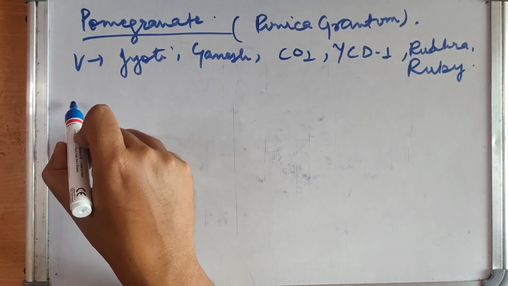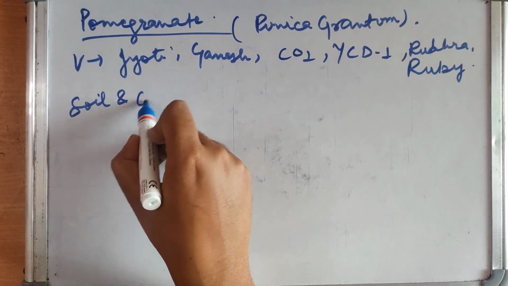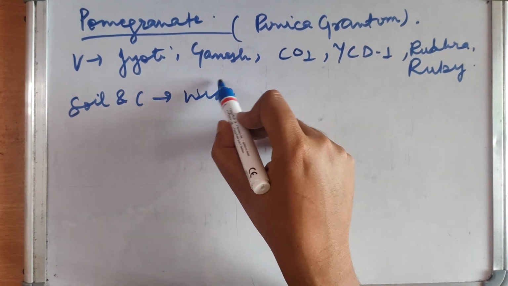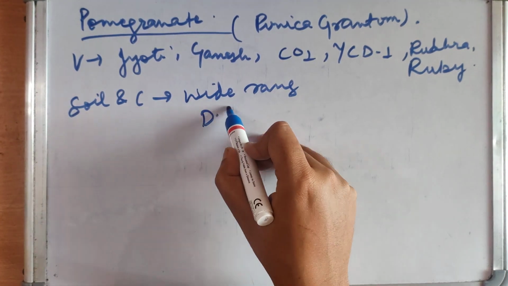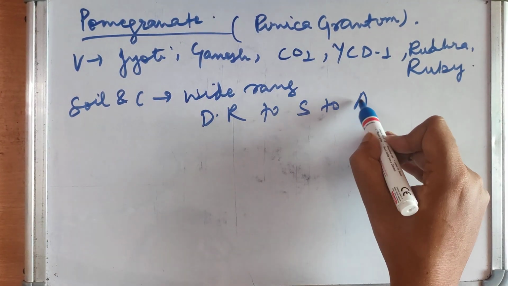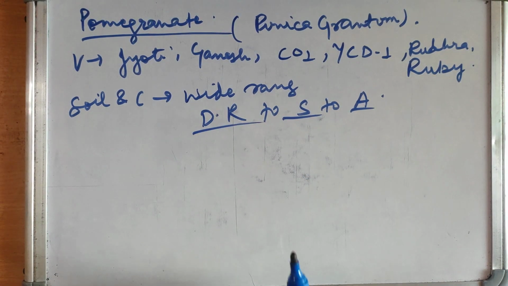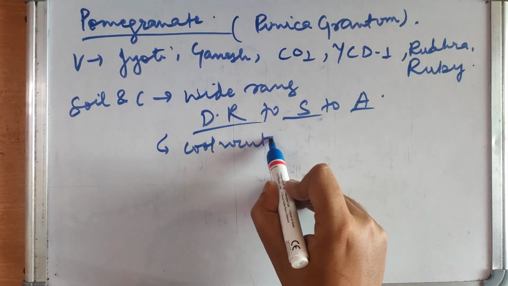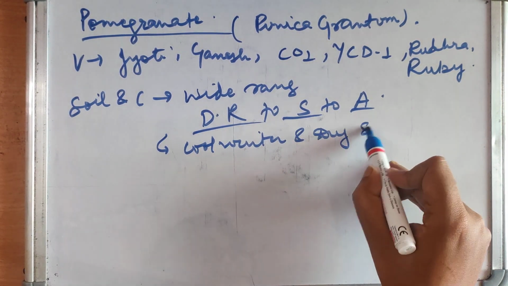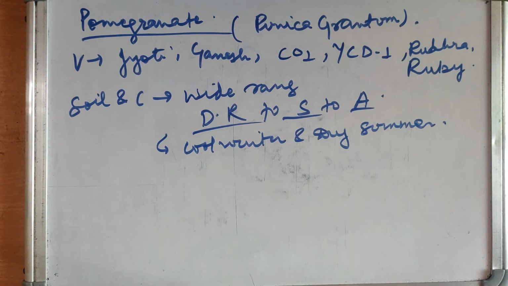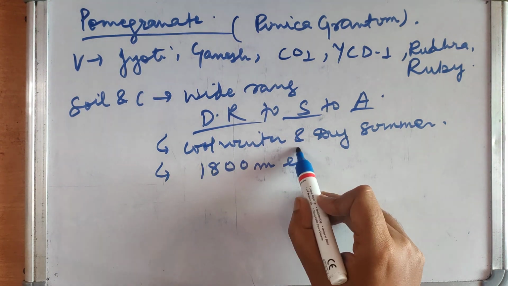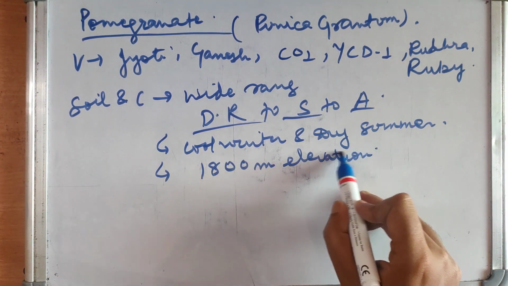Soil and climate. It can be grown in a wide range of soils, drought resistant and tolerant to salinity and alkalinity. Cool winter and dry summer are necessary for production of high quality fruits, and it performs good up to 1800 meter of elevation.